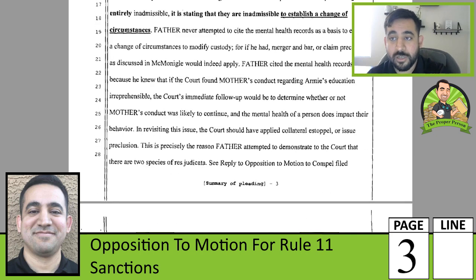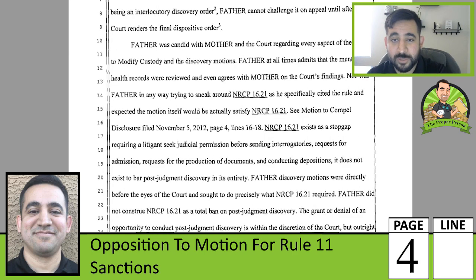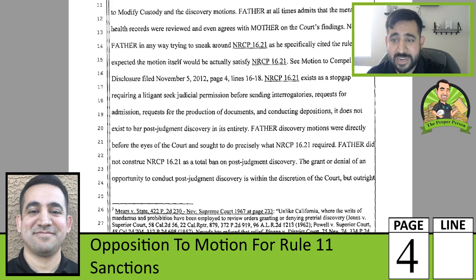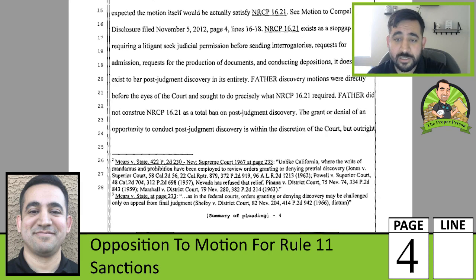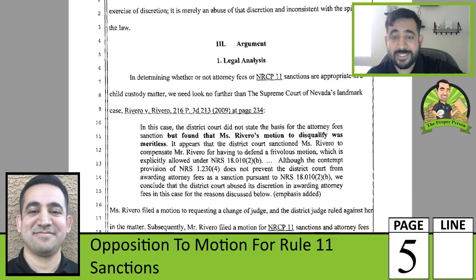Scrolling further, change of circumstances. All these things I already talked about in previous motions. I was candid with my ex and the court regarding every aspect of the motion to modify. So again, I'm going back into the NRCP 16.21 arguments. All of these things are me just trying to correct the record. Legal analysis. Let's take a look at this. Rule 11 sanctions are appropriate in a child custody matter. We need look no further than Rivero.